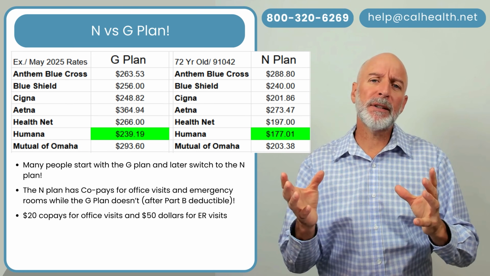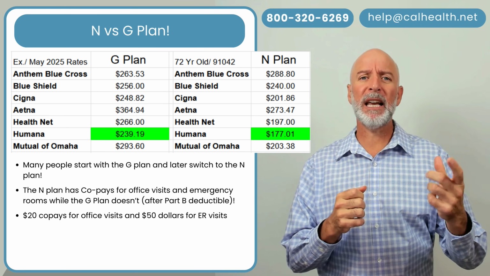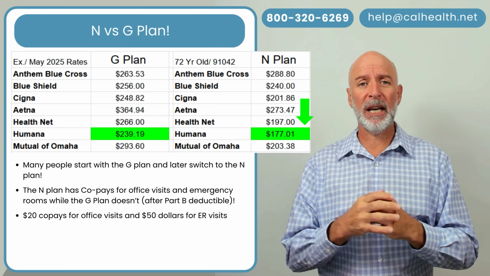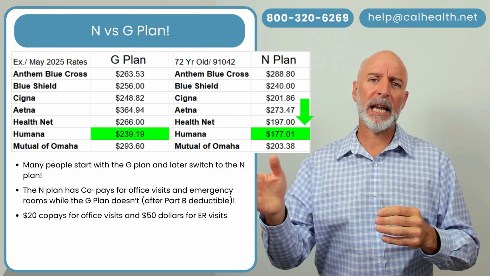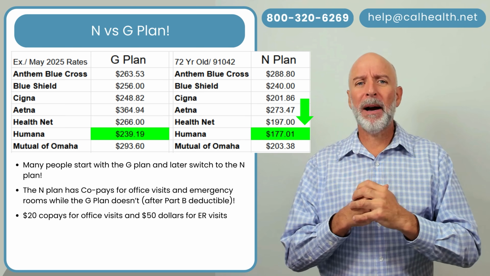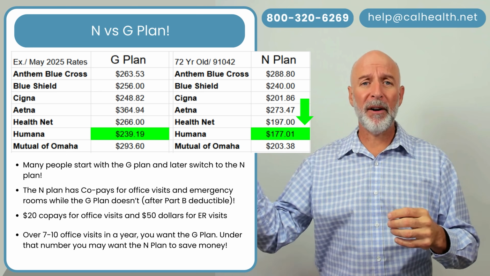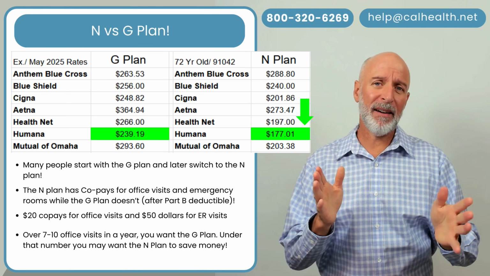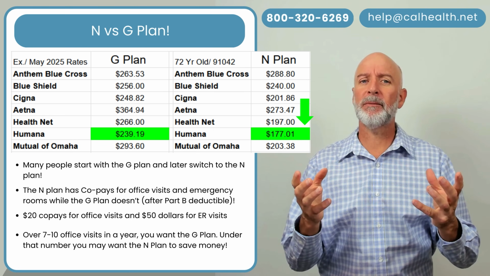So how do we analyze these two? Well, look at how many office visits you have in an average year. If we're going to save maybe $20, $30, $40 a month on the N plan versus the G, well, that's $200, $300 a year. How many office visits can we afford for that $200 to $300? You'll find that break even might be around 7 to 10 office visits. So if you have a lot of office visits, 20 plus, maybe the G makes more sense. But if you have under, generally, that N might save you money. That's really the comparison we're looking at.